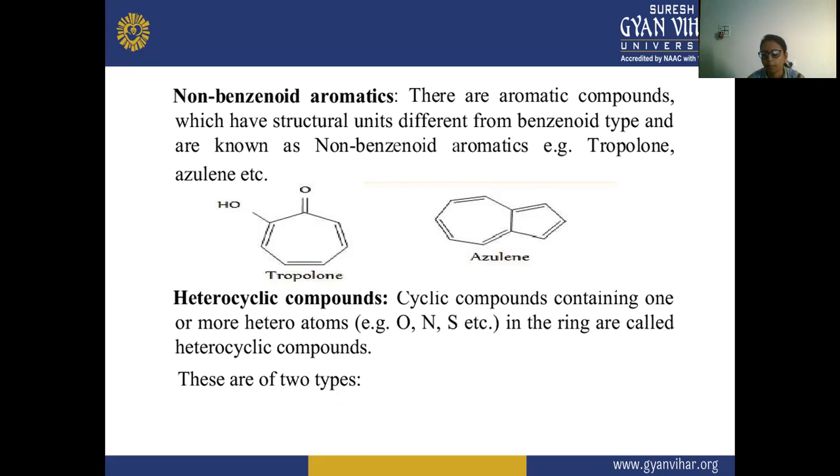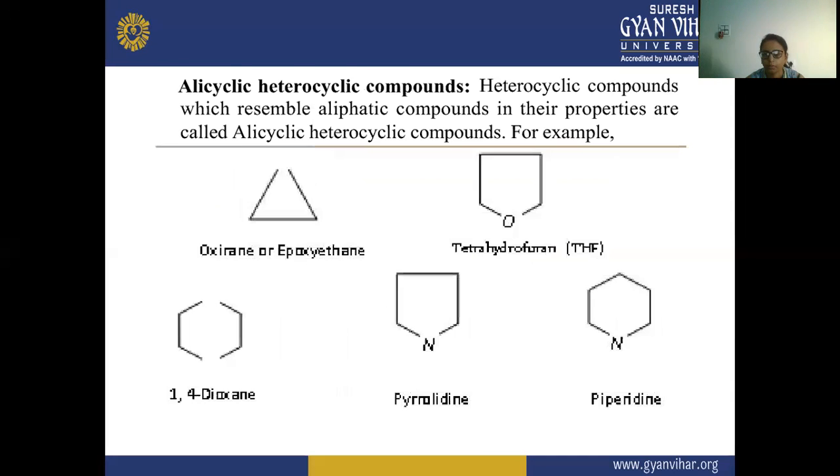And the heterocyclic compounds contain one or more heteroatoms in the ring, and that is why they are known as heterocyclic compounds. They are divided into two types. That is the alicyclic heterocyclic compounds.